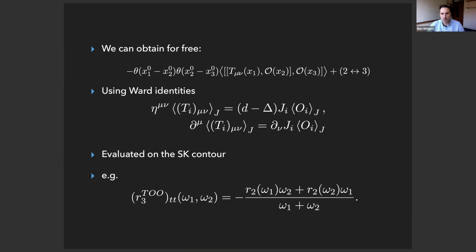Another comment is that if you want retarded functions with stress tensor insertions, so here's TOO in a retarded sense, this would be generating energy momentum from driving the system with scalars. You can derive this from Ward identities. You place the Ward identities, here the trace and the diffeomorphism Ward identity, on the Schwinger-Keldysh contour, take appropriate variations, and you can derive these retarded 3-point functions involving stress tensors essentially for free, in terms of 2-point functions of the scalars.